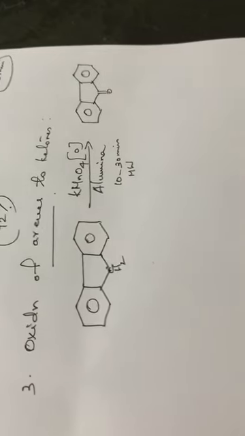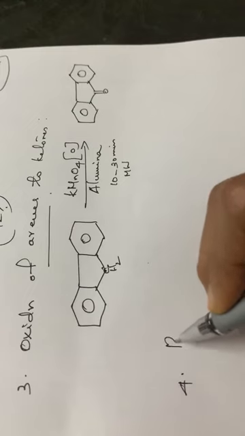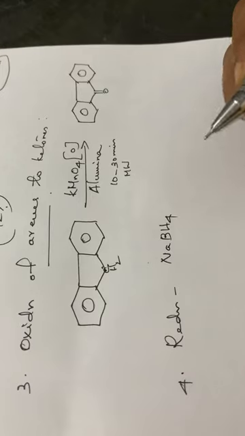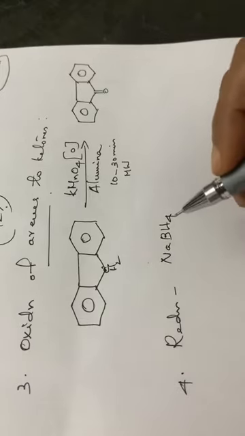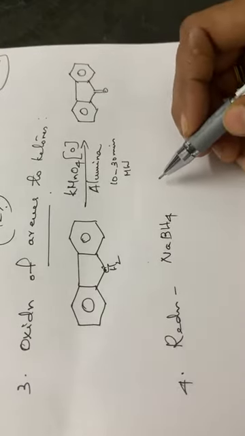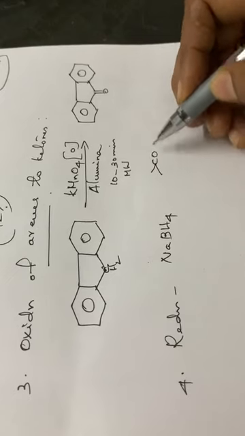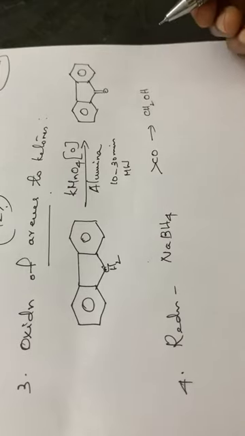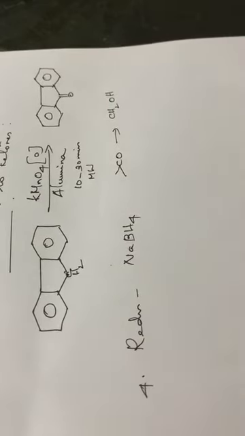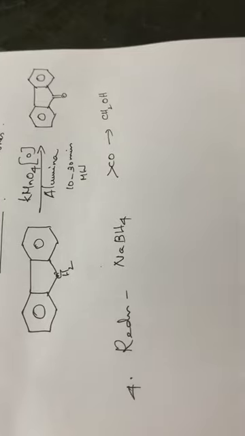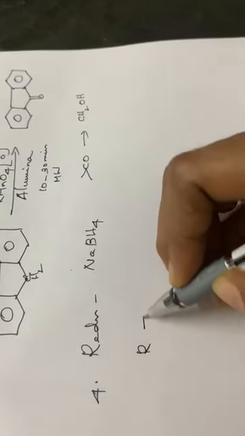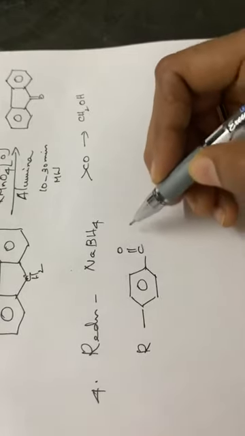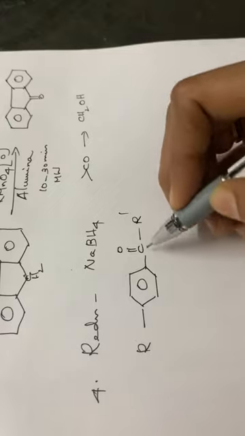Then the next reaction, reduction using sodium borohydride, NaBH4. Normally, carbonyl compounds will be reduced to alcohols by using this reduction. That is, the CO group will be reduced to CH2OH. Aldehydes or ketones will be reduced to alcohols. So here we are using sodium borohydride in the presence of alumina. You have to write this particular reaction: R C6H5, then C double bond O, then R dash. This is the keto group.